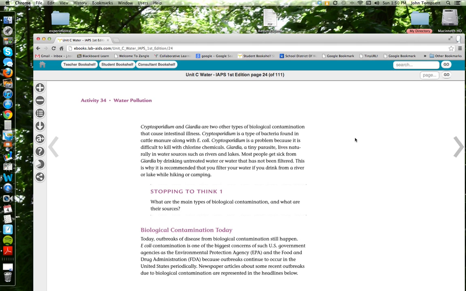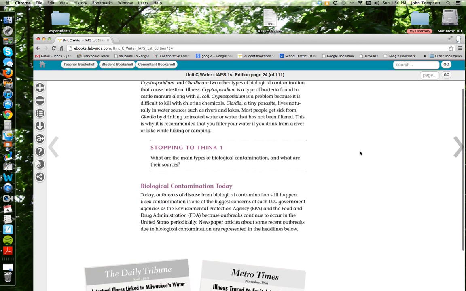Biological contamination today. Today, outbreaks of disease from biological contamination still happen. E. coli contamination is one of the biggest concerns of such U.S. government agencies as the Environmental Protection Agency, or EPA, and the Food and Drug Administration, FDA, because outbreaks continue to occur in the United States periodically.